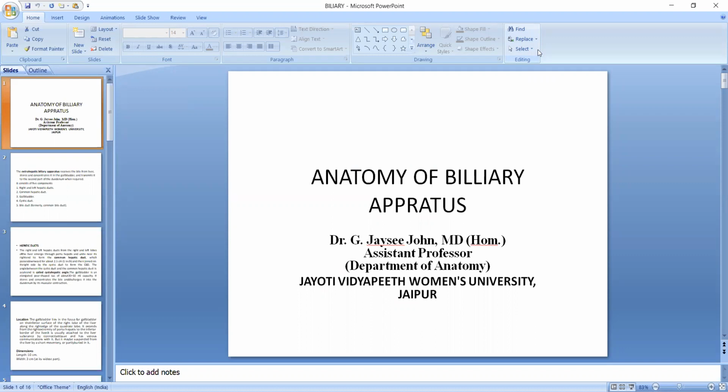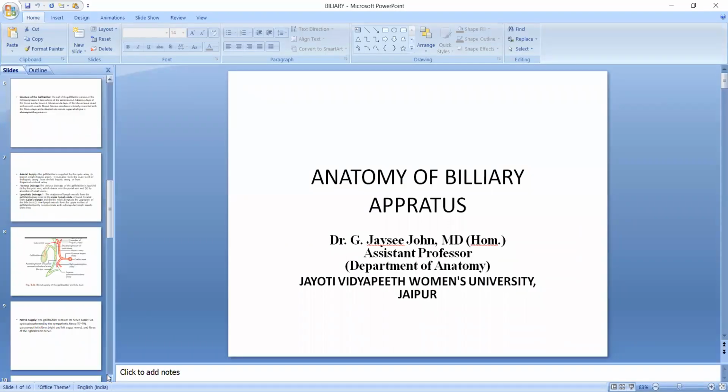So today we will discuss some parts of the anatomy of the biliary apparatus. We will discuss the cystic duct and common bile duct and the structures of all these things. So today we will continue from the cystic duct.